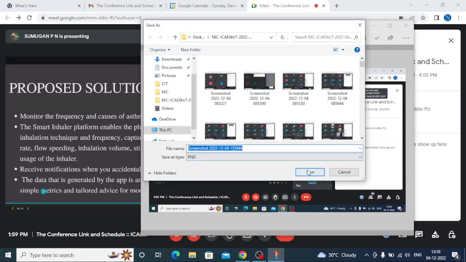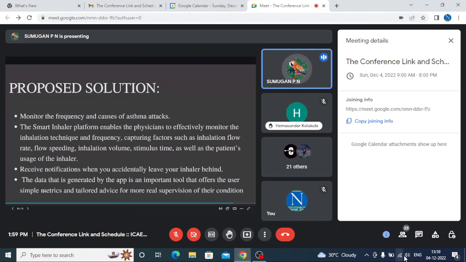And this is the proposed solution. The asthma inhaler monitors the frequency and causes of asthma attacks, and it also enables physicians to effectively monitor the inhalation technique and frequency, capturing factors such as inhalation flow, flow speed, inhalation volume, stimulus time, as well as the patient's usage of the inhaler. It sends a notification when you accidentally leave your inhaler behind. The data generated by the app is an important tool that offers the user simple metrics and tailored advice for more real supervision of their condition.